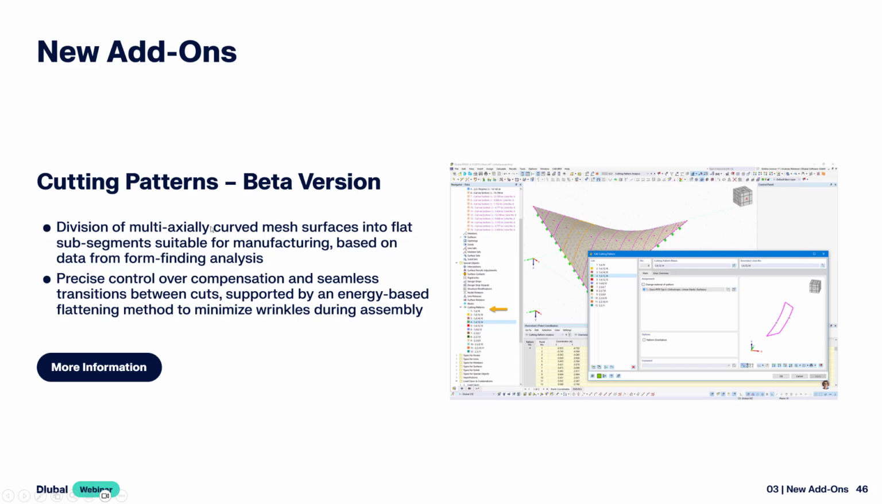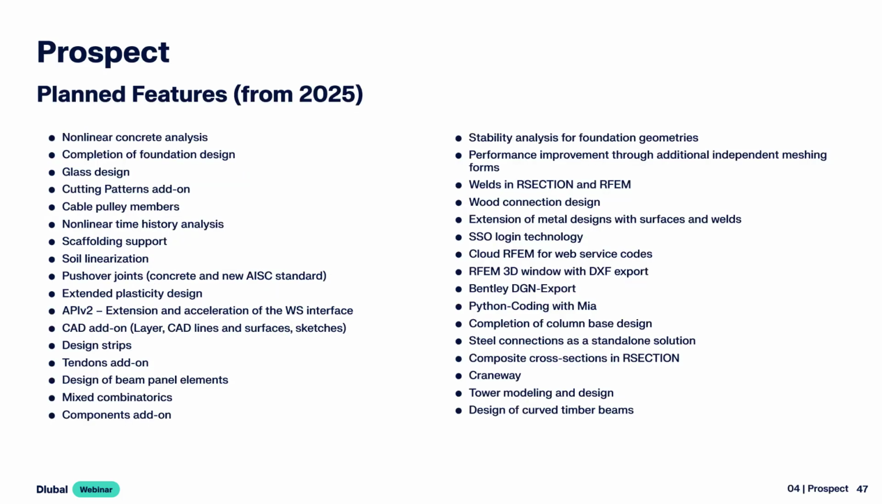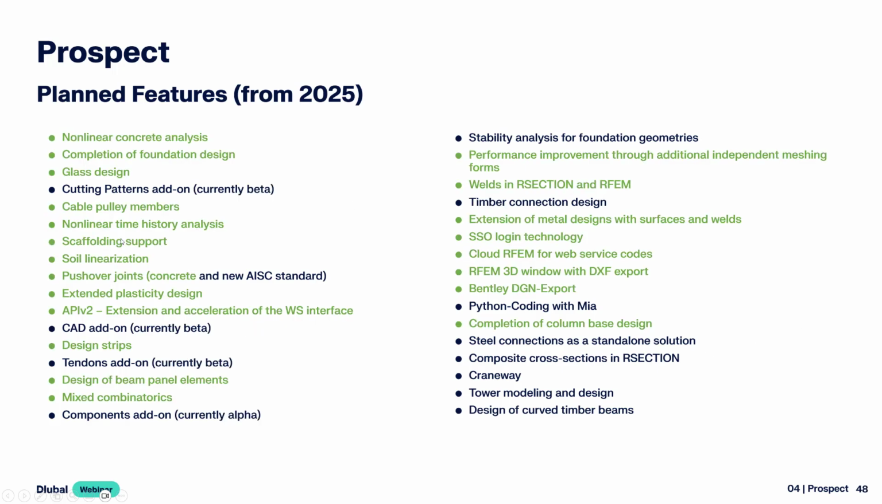Then the cutting patterns add-on, also in the beta version. That's quite new, but we were still working on it. So then we turn to the last point for today, the prospect. That was the plan that I showed 1 year ago. For this year and the future, we implemented all the green features. I showed you some of them, the cable pulleys on members and so on.